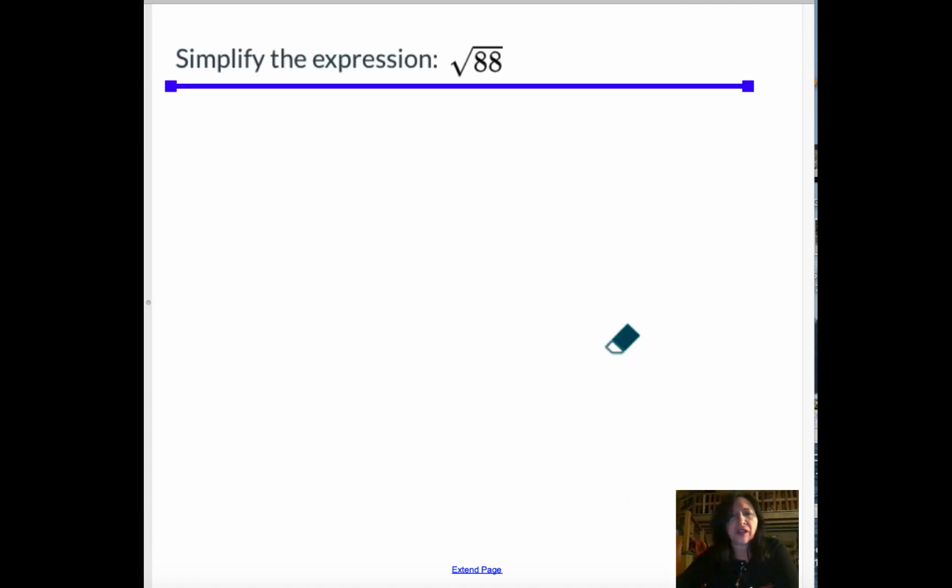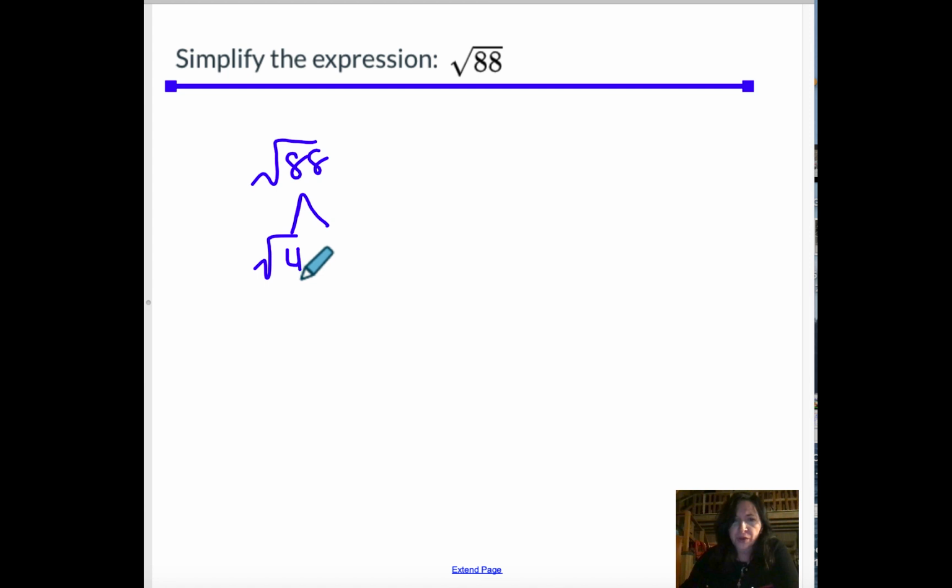So let's get started. First question says simplify this expression. You have the square root of 88. So square root of 88 breaks down and you have options. You can break it down by 2's or 4's, or even 8 times 11, which I don't recommend. I always try to recommend breaking down by perfect squares.